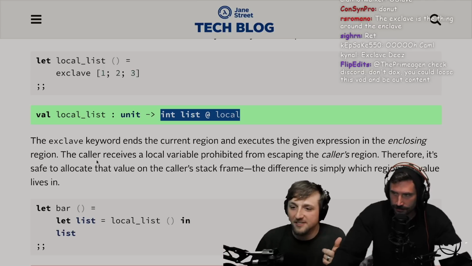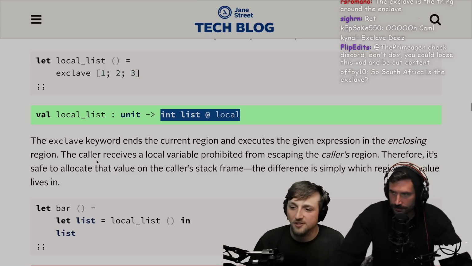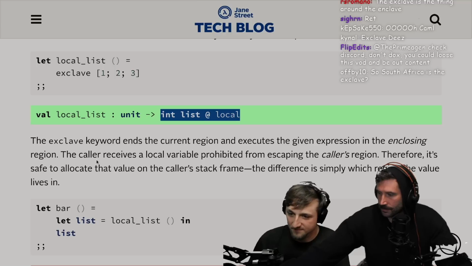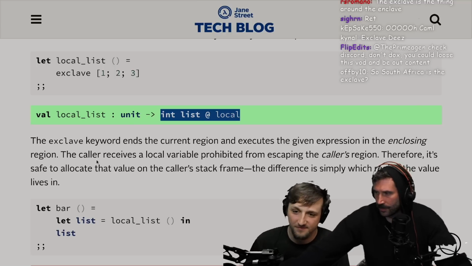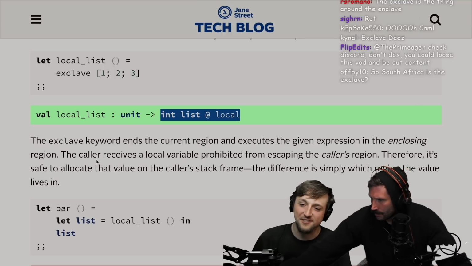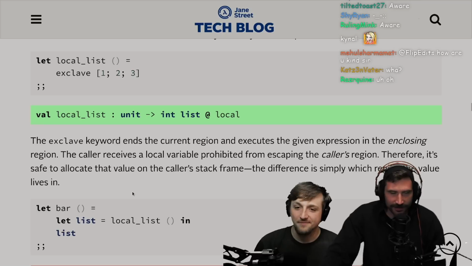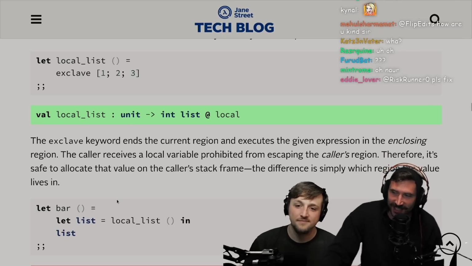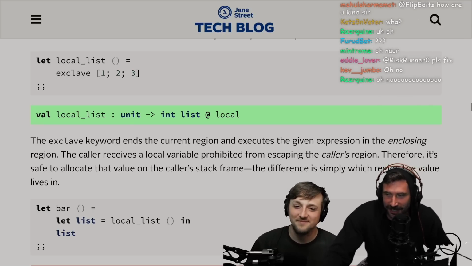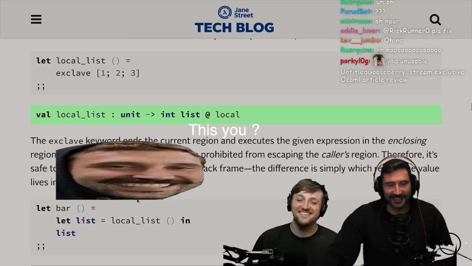Prime, Flip's telling you to check your Discord. Don't dox. You could lose this VOD and be out of content, he says. Oh. What's going on? I don't know. Flip is telling you to check Discord. Very negative. That would be. He doesn't want me to leak the DMs, by the way, because his Discord froze and I took pictures of him and he looks real caveman-like.